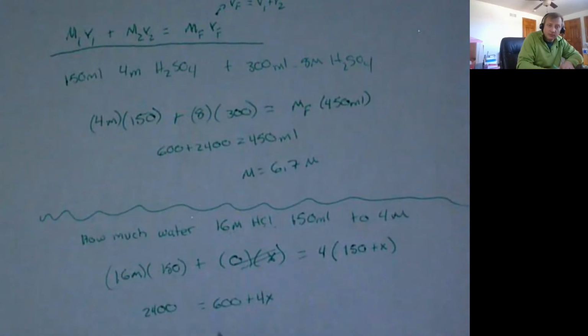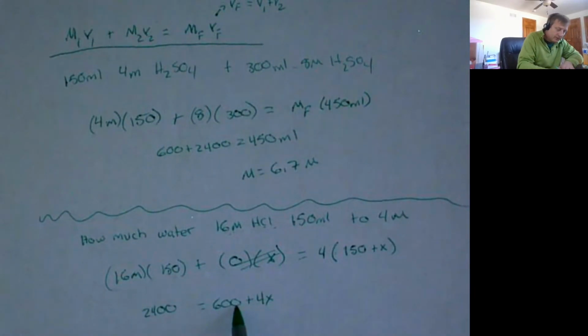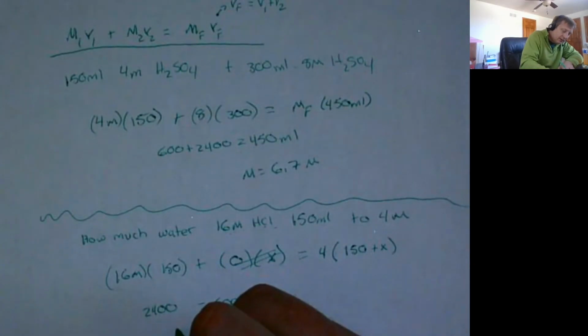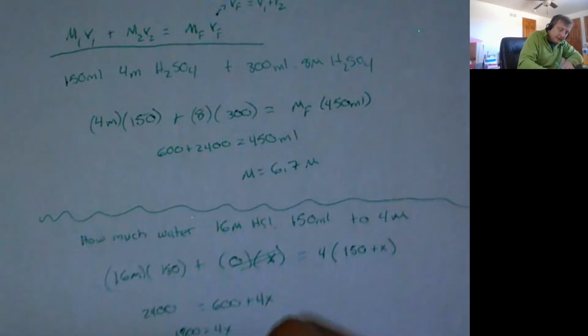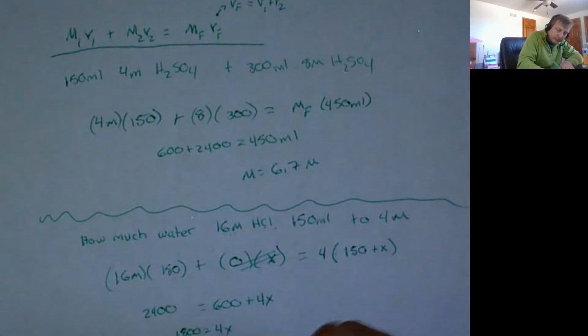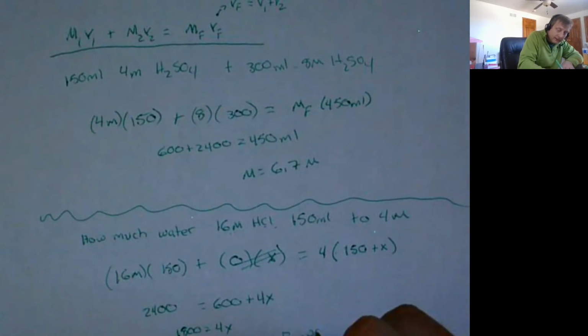And now it's down to a form you guys are probably comfortable with, where I'd subtract this 600 and get 1800 equals 4x. And then I divide that 1800 by the 4 to leave me with this 450 milliliters of water added.